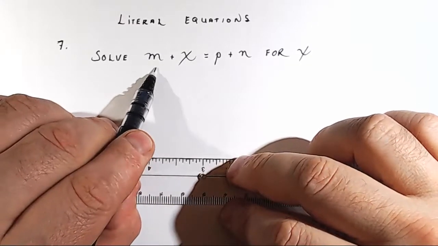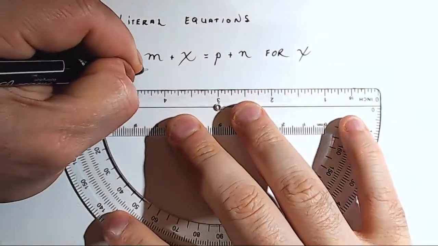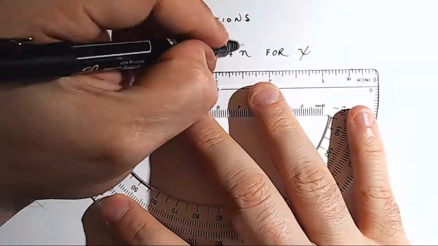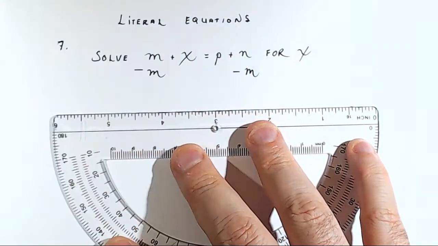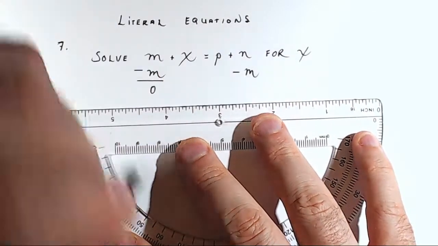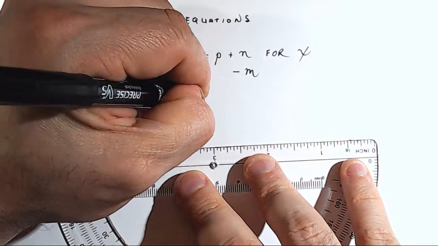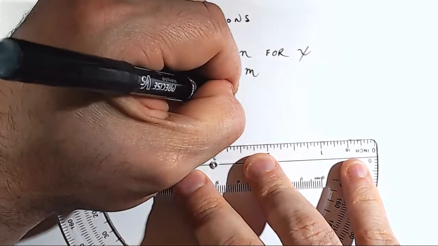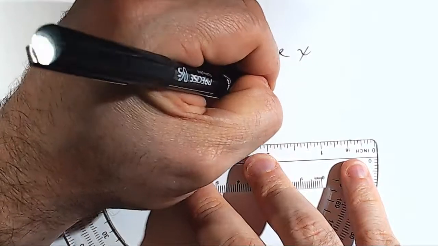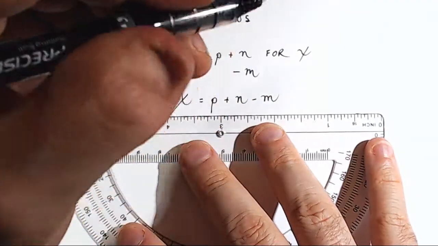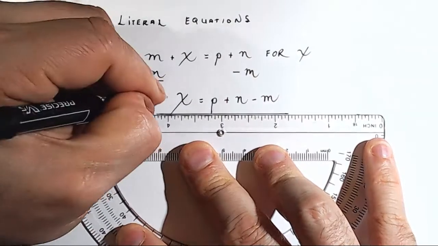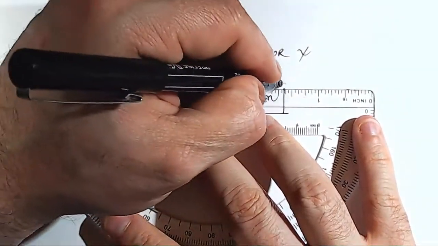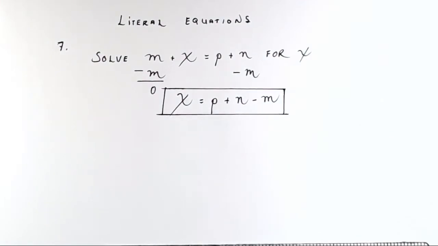Well, all I need to do on the left side is subtract m, and then x will be by itself. So I'll subtract m on both sides, and m minus m is 0. So I have x equal to p plus n minus m. And that's it. Okay? That's it. You're thinking, are you serious? Yes, that's all you had to do. So these are deceptively simple, or deceptively difficult. They're not difficult. They look difficult, but they're really easy.